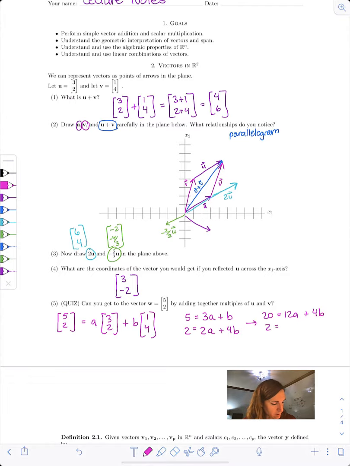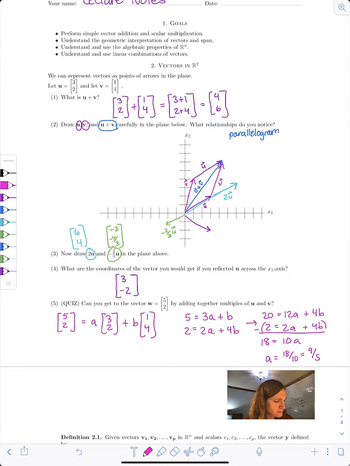And then the bottom equation, we can keep it the same. And we can subtract the bottom from the top. And we get 18 equals 10a. So now we know that a equals 18 tenths, which we can divide by 2 and make that 9/5.